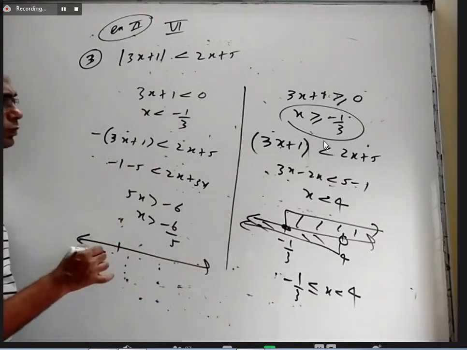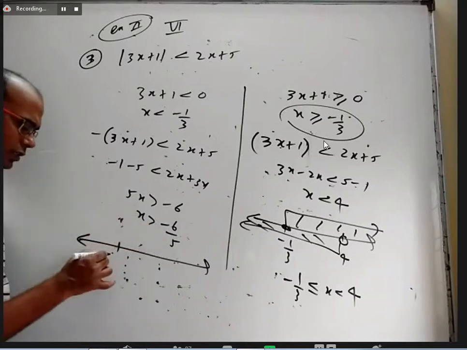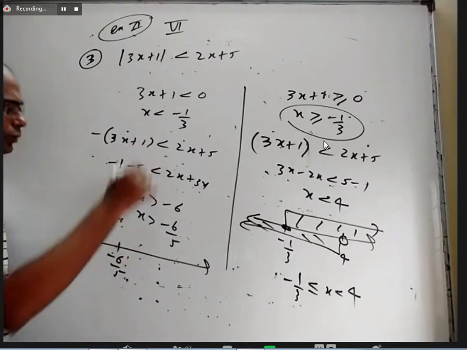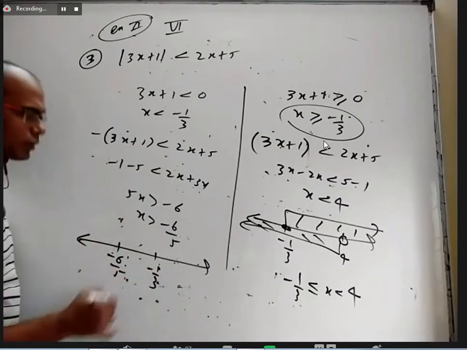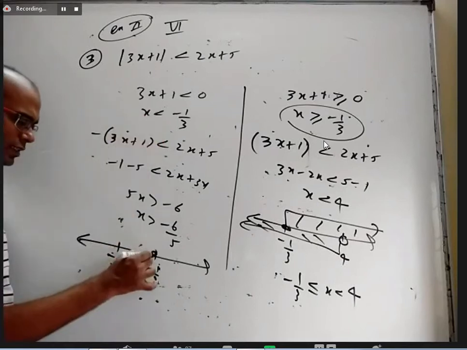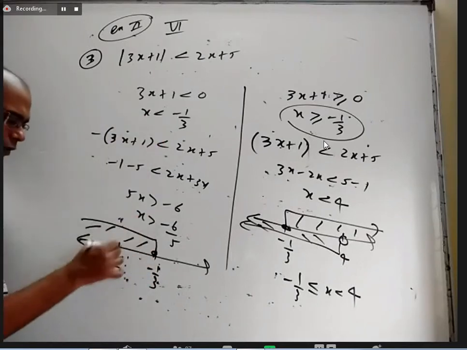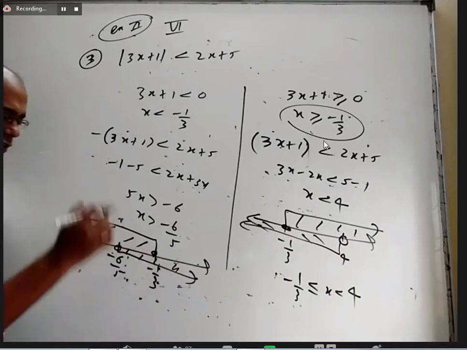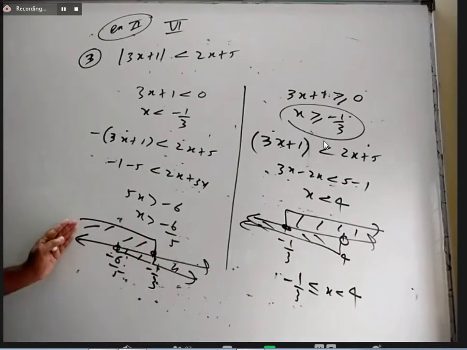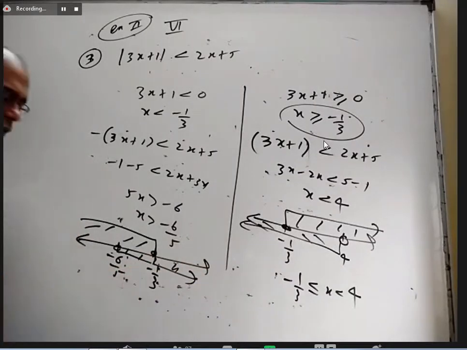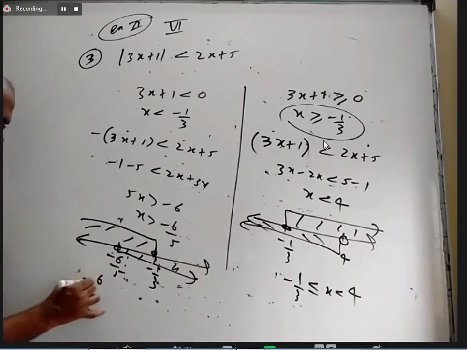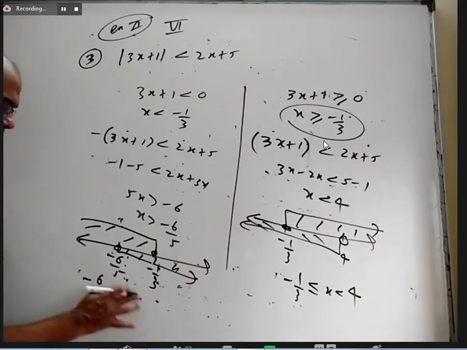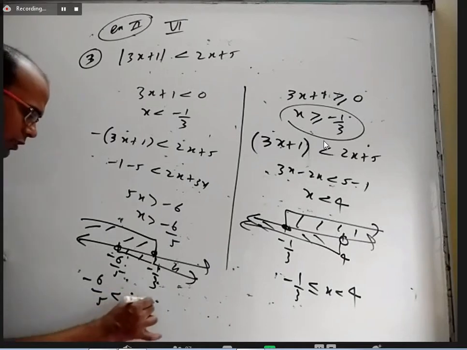Minus 6 by 5, this is a little below here, minus 1.2. Minus 1 by 3 is somewhere here. This says less than minus 1 by 3, all this. This says more than this, all these things. The intersection is in this region. According to this, one should be less than this, one should be more than this, there is a common region, which is minus 6 by 5 less than x less than minus 1 by 3.